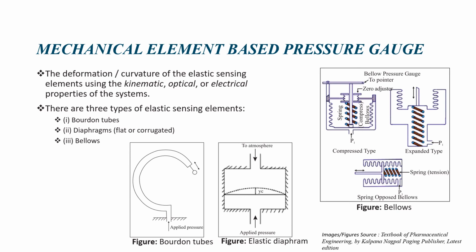The third subtype is bellows, which are based on the spring system of producing the tension. The more the pressure, the more deformity in the spring system will be observed. That will be quantitated using this bellows.